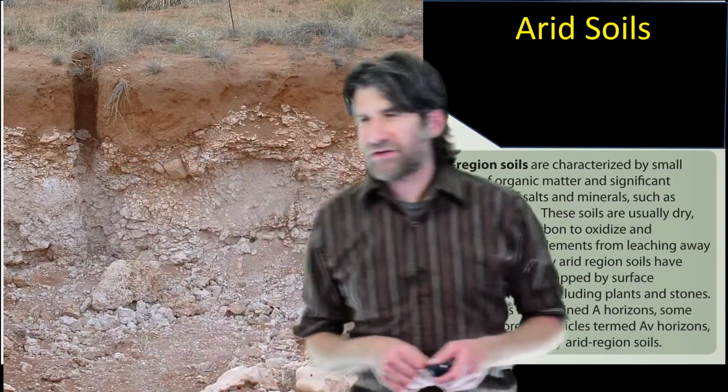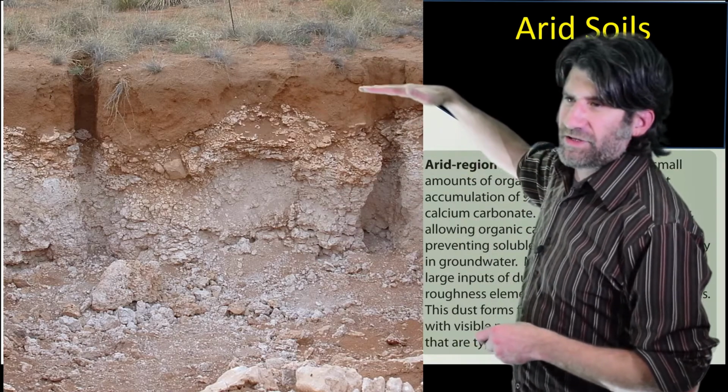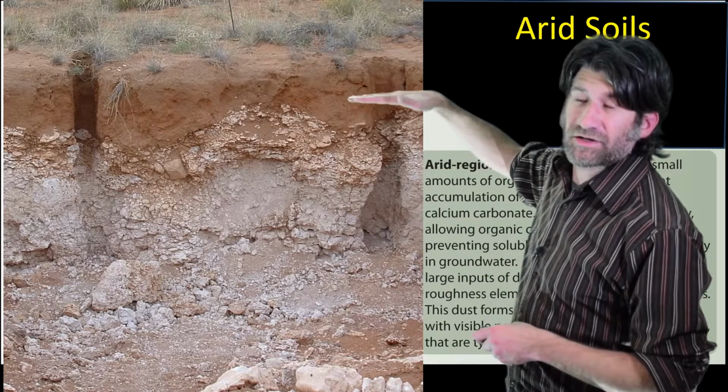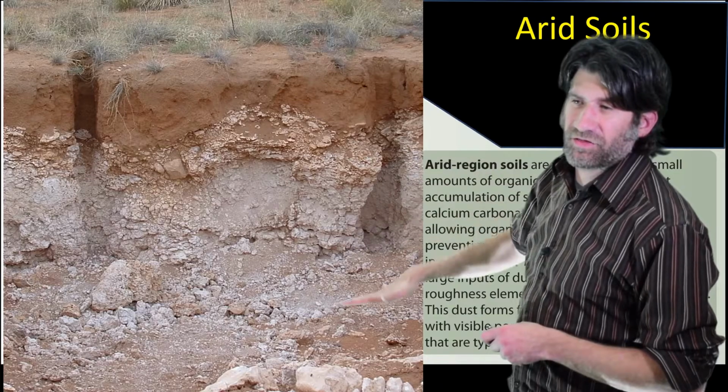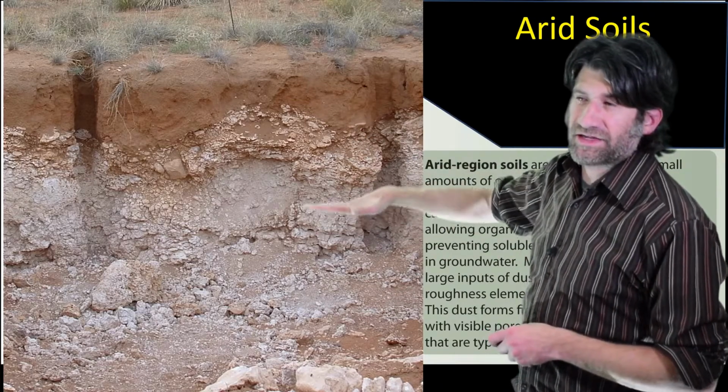And here's our picture of an arid soil. Look at that B horizon at the surface with all those red colors, and then notice this big, thick Bk horizon, that calcium carbonate.